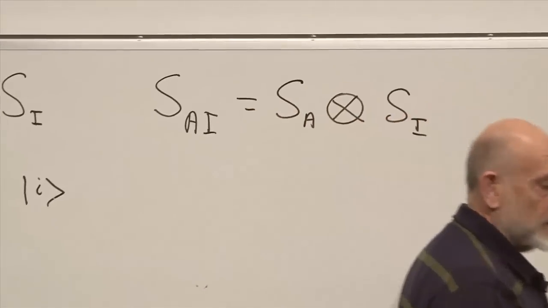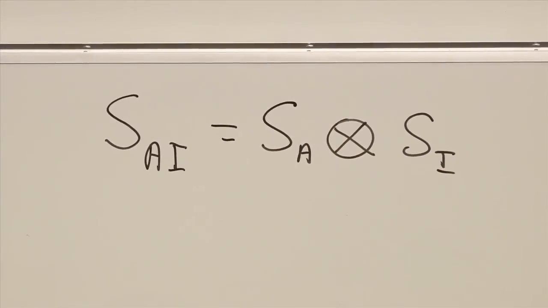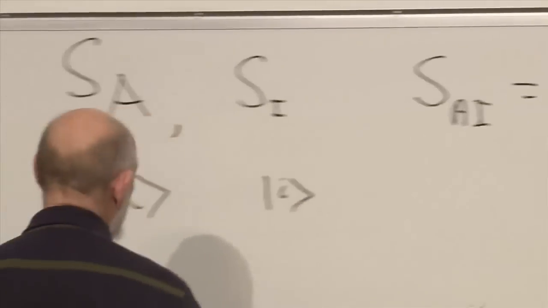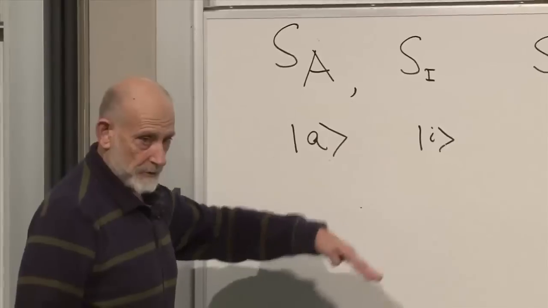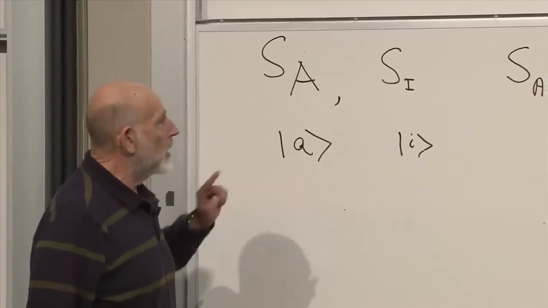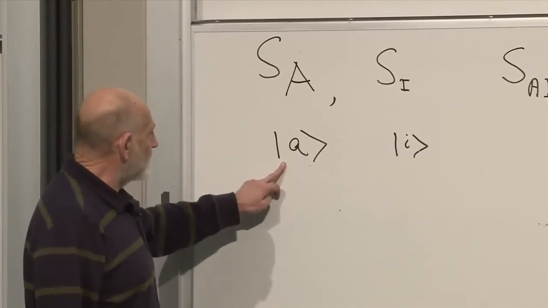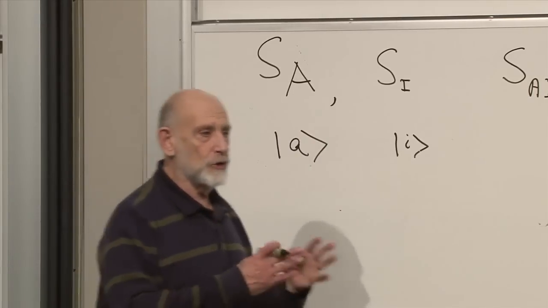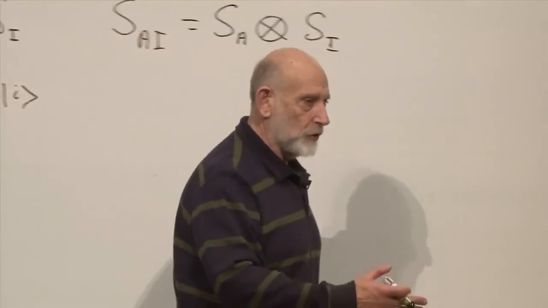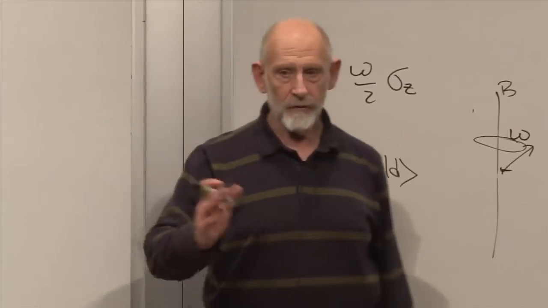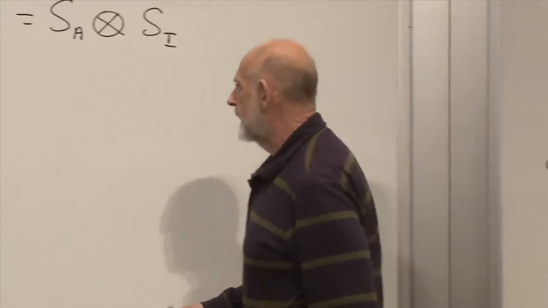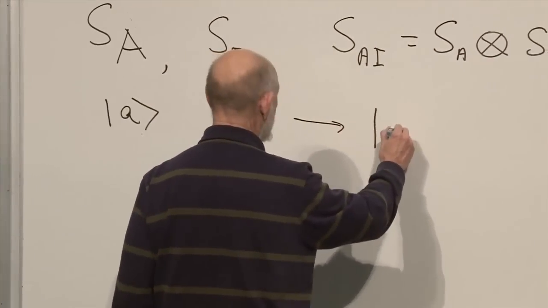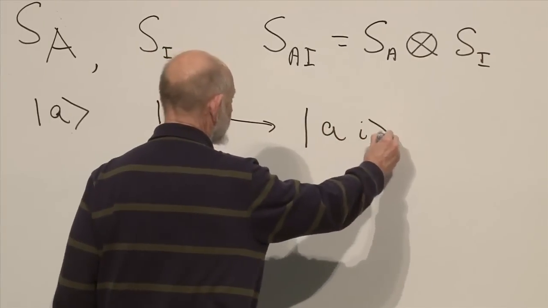Now, what does a tensor product mean? Well, it means something very simple. It means you construct a new mathematical space whose vectors are labeled by a value of A and a value of I. In other words, you pair off the basis vectors in all possible pairings, one from A, one from I, and you construct a basis which is labeled AI.